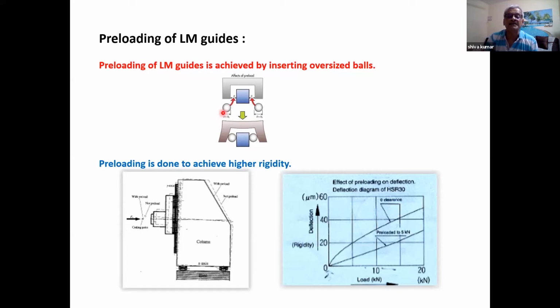Supposing you put a big ball like this, the space available is this. This is just a representative sketch, for you to understand the concept. The diameter of the ball available was only this, whereas we are trying to put a bigger ball inside. So in my example, if I try to put 6.06, let us say a 60 micron bigger ball, your raceways will get deformed, right? That means the ball will be exerting load both on the raceway of the rail and the raceway of the LM block. That is how at all the four rows, there will be preload. So preloading in the case of LM guides is done by inserting oversized balls.